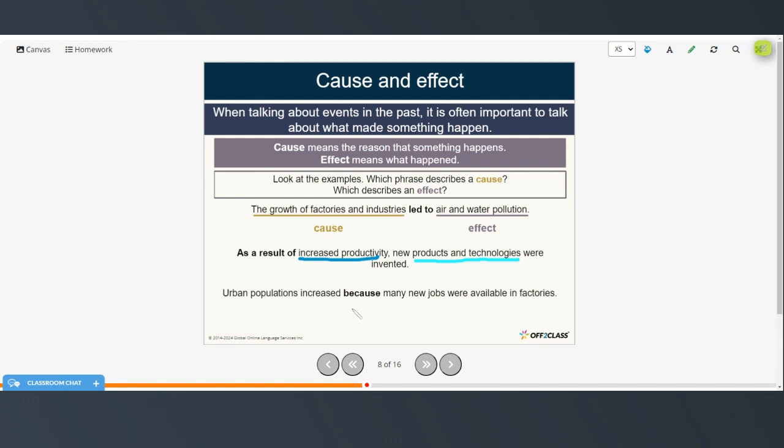Urban populations increased because many new jobs were available in factories. So here the cause is second. Many new jobs were available, and the result of that was the increase in urban populations.